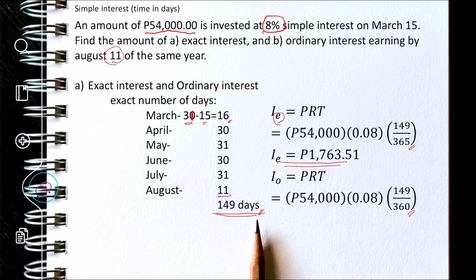And then, the ordinary interest, that is 54,000 times 0.08 times 149 over 360. Again, bakit siya naging 360? Because this is ordinary interest. Then, the answer is 1,788. That is the exact and ordinary interest. Magkakaroon lang po tayo ng exact and ordinary interest kapag ang time is in days.